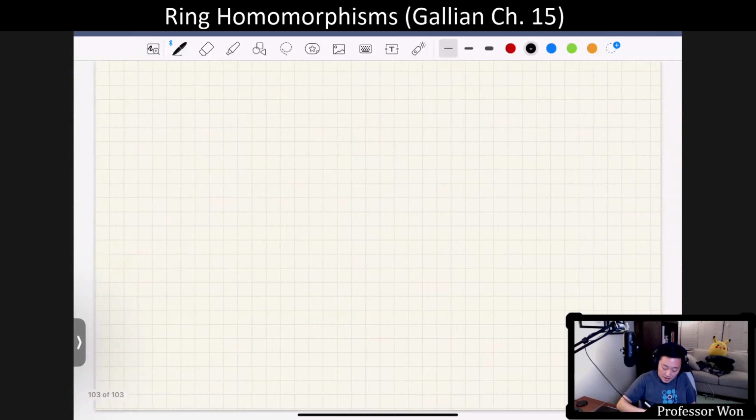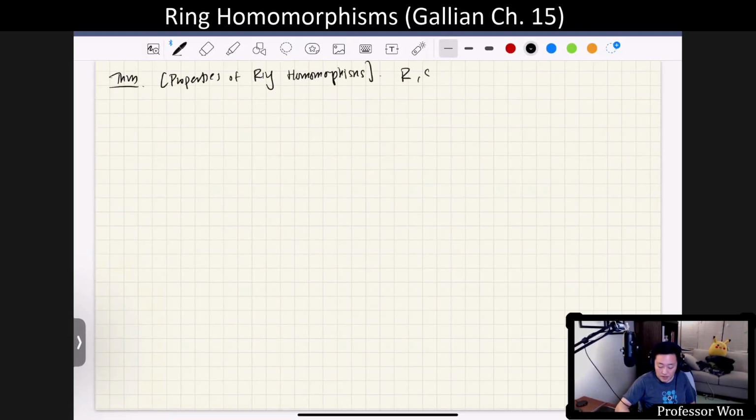Okay, so here's the big theorem. Let's call this properties of ring homomorphisms. Right, so R and S are rings. Phi from R to S is a ring homomorphism. I'm also going to let A be a subring of R. I'm going to let J be an ideal of S.